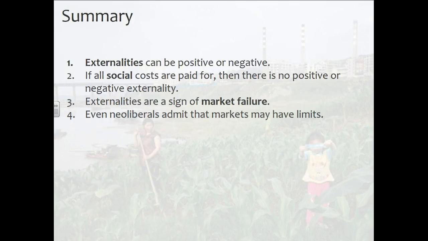Okay, so the basic summary here is that, remember, externalities are a cost of a transaction that occurs to someone outside of the transaction. Remember, they can be positive or negative. If all social costs are paid for, then there's no positive or negative externality, but it is still an externality. And negative externalities are a sign of market failure. And even neoliberals admit that markets may have limits, market failure happens, and that there is a role for government.